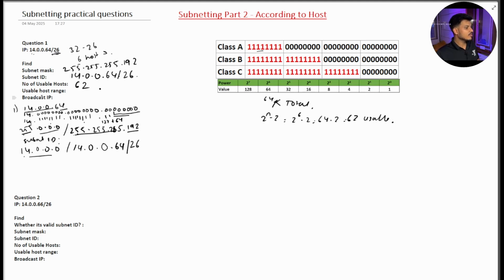Now we want to get the usable host range. As the IP range starts from 14.0.0.64, the next subnet ID will become 14.0.0.128/26. So now what will the actual usable host range be? From this we got 62 as usable hosts and 64 as total hosts.